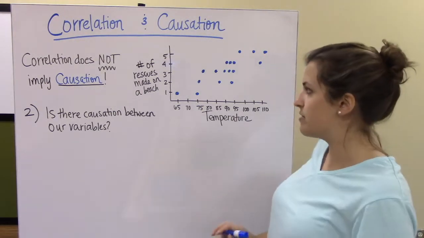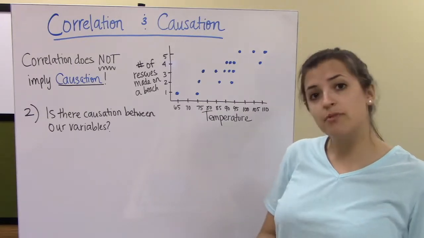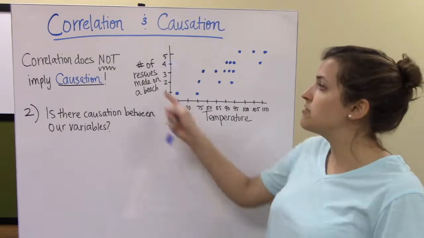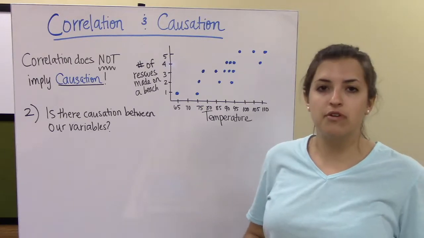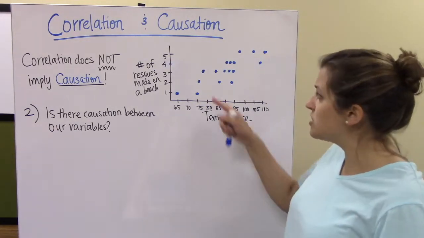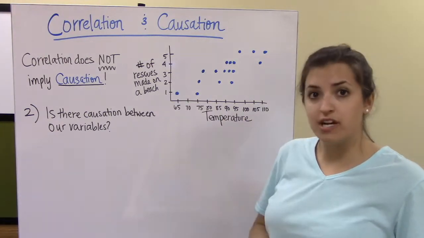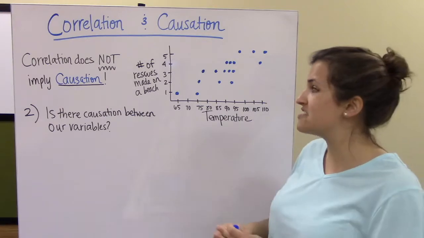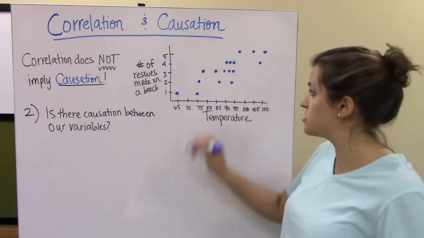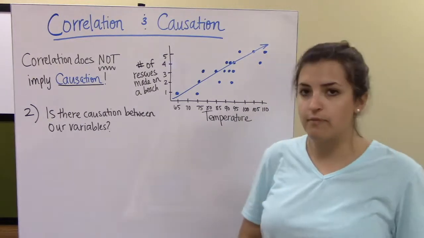Let's look at an example. So here we have a graph that shows us the relationship between the temperature of a day and the number of rescues made on a beach. So the number of people who had to be saved from drowning. So it looks like as the temperature goes up, the number of rescues made on a beach goes up. So I would say that this definitely has a positive correlation. You can see that I can kind of draw a trend line through this, going that way.